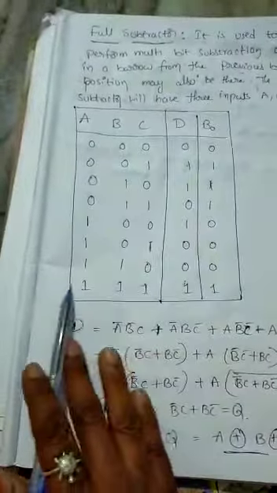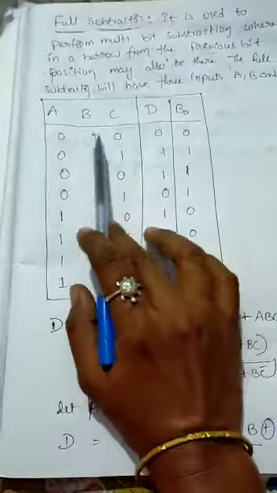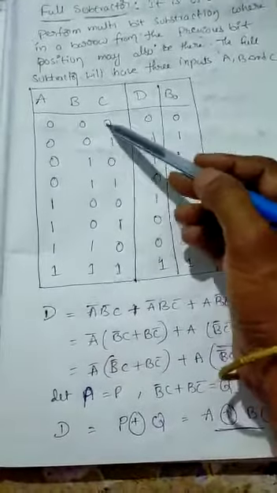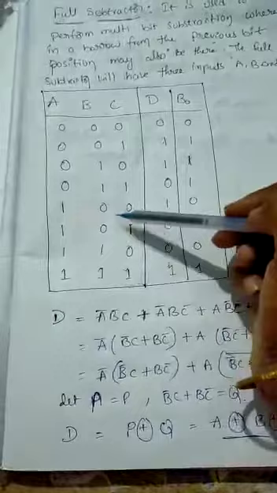Like that we represent the total truth table for the full subtractor for the different combinations. Totally 3 bits we consider. Actually we write 0 0 0, 0 0 1, 0 1 0, 0 1 1, 1 0 0. These are the possibilities for the 3 bits. So by considering this truth table we represent the expressions for the difference and borrow.